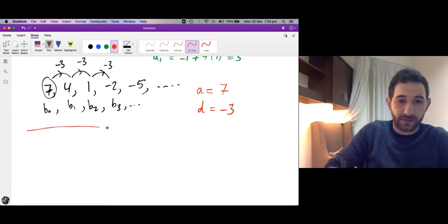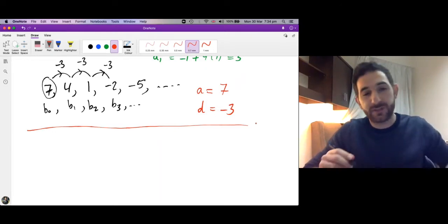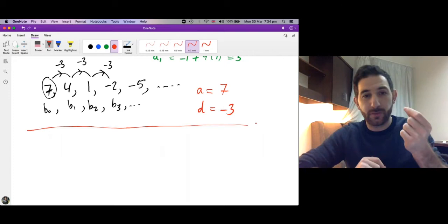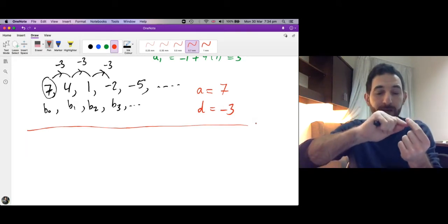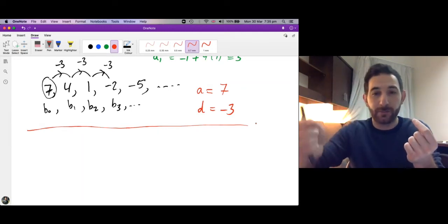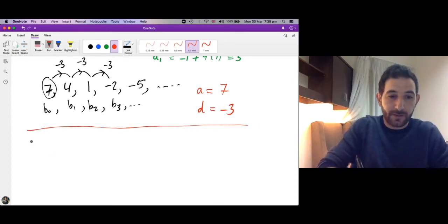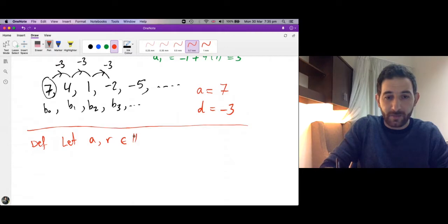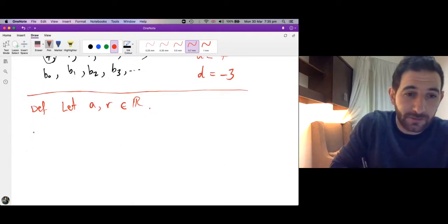Now we want to study another special kind of sequence called a geometric progression. What is a geometric progression? You start with any real number you want. This is the initial term, and then to obtain the next one, you multiply it by a fixed number, and then to obtain the next one, you multiply what you have now by this number, and so on. Okay, so let's say the definition. Let A and R be real numbers. I want to define what a geometric progression is.